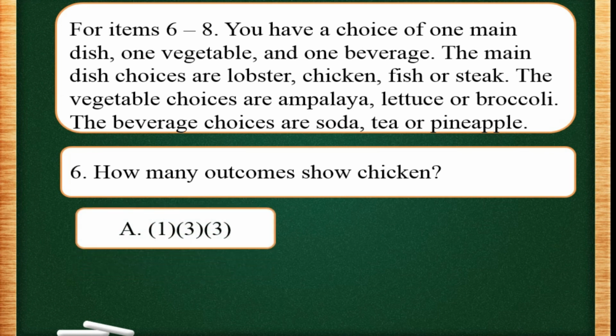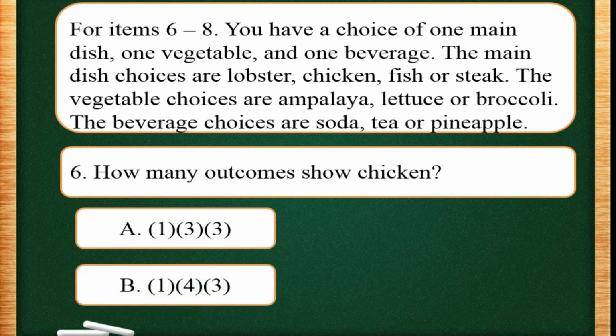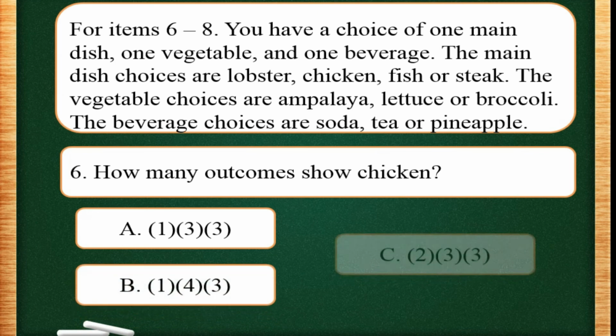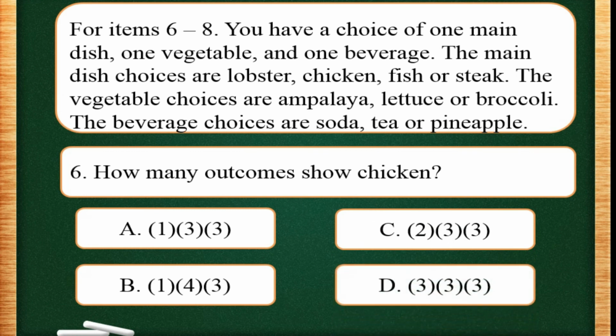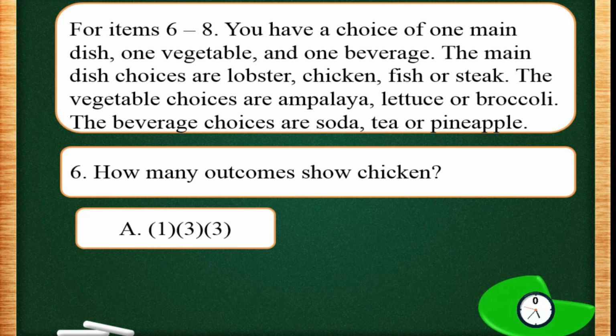A. 1 by 3 by 3. B. 1 by 4 by 3. C. 2 by 3 by 3. D. 3 by 3 by 3. You're correct if you have chosen A. That's one main dish, that's chicken, then 3 vegetable choices, and 3 beverage choices.